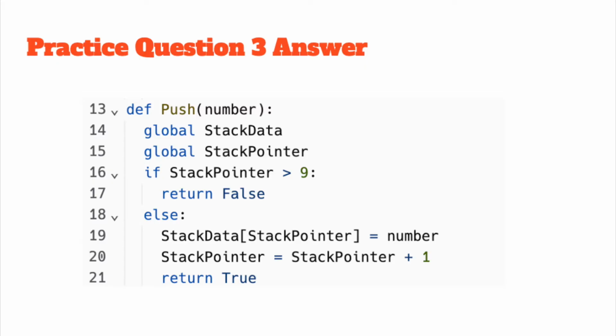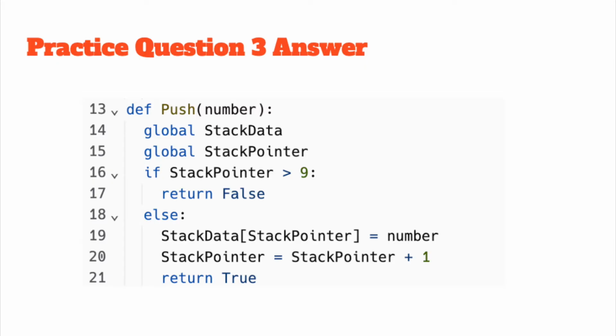If stack pointer is greater than 9, basically it's 10, then we have to return false because the array is full, or the stack is full. Else stack data, bracket stack pointer equals number. Stack pointer is incremented by 1, and we return true as the program asks us to do. Hopefully you got this right.